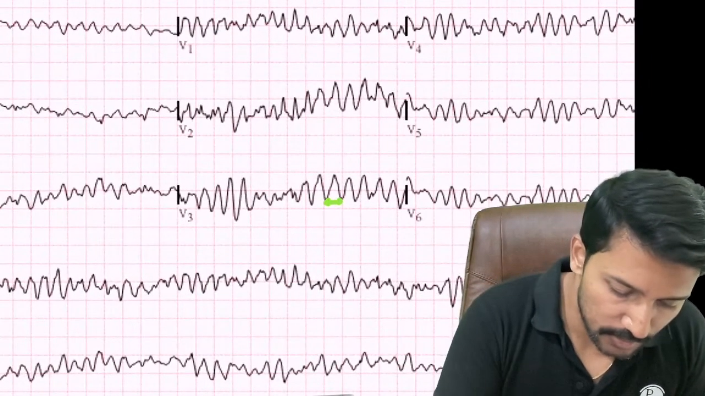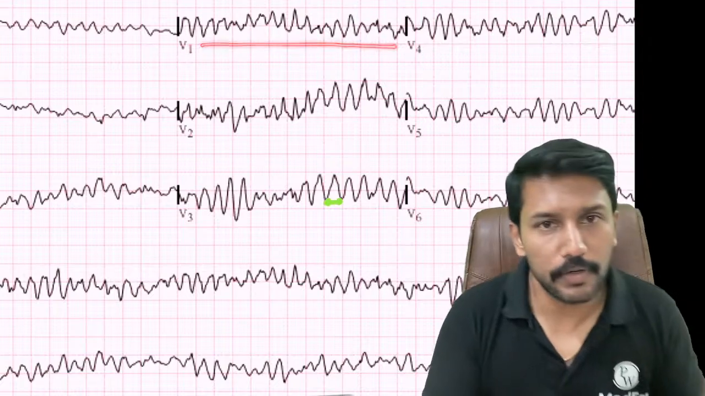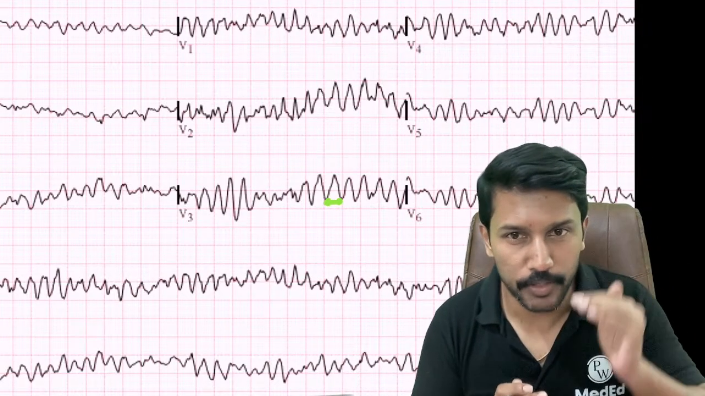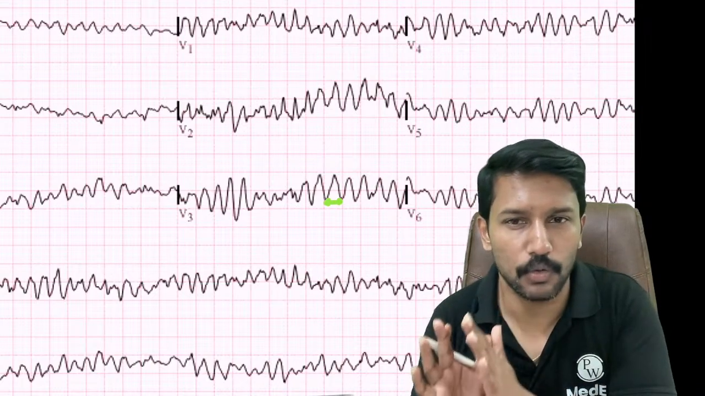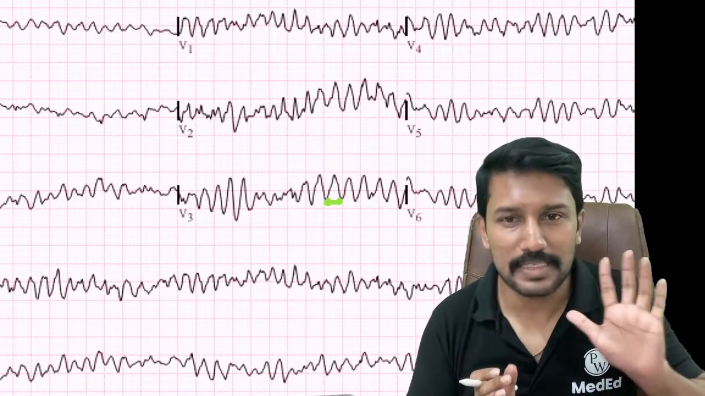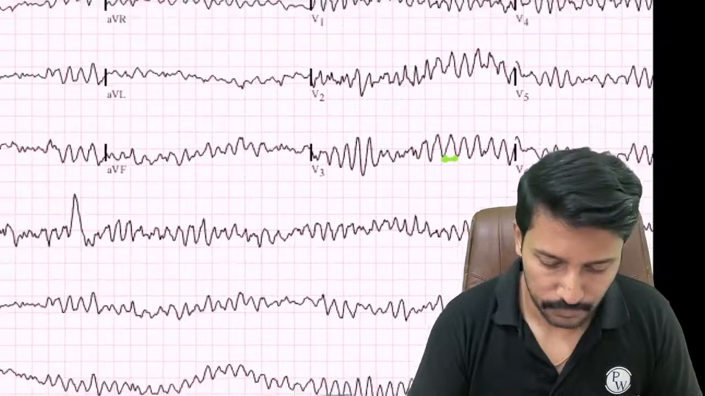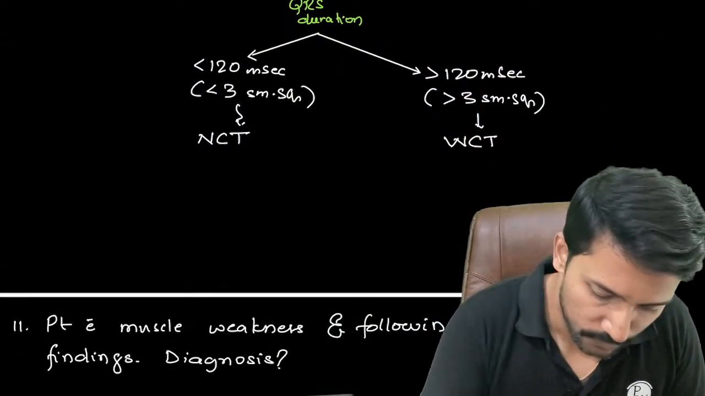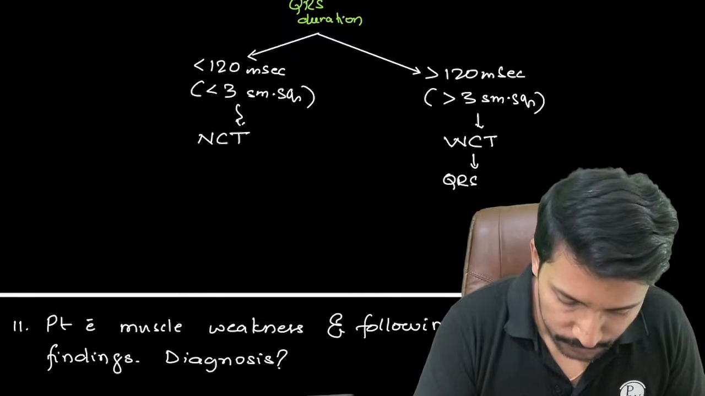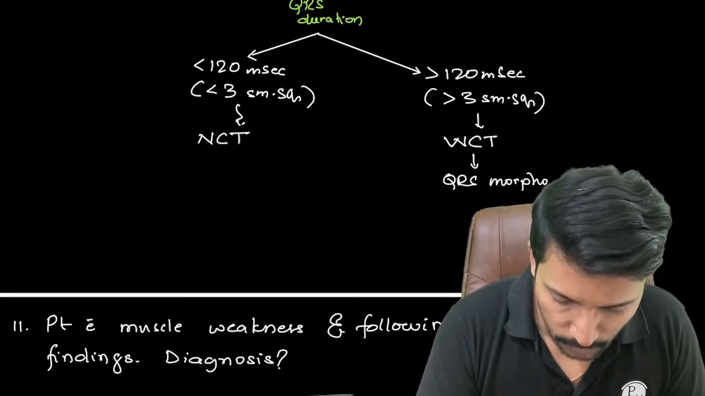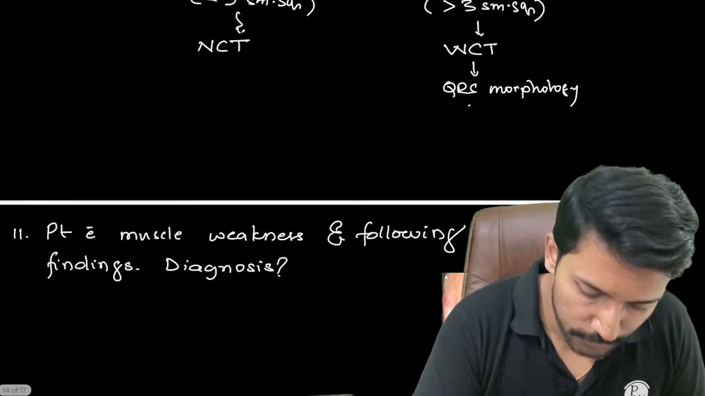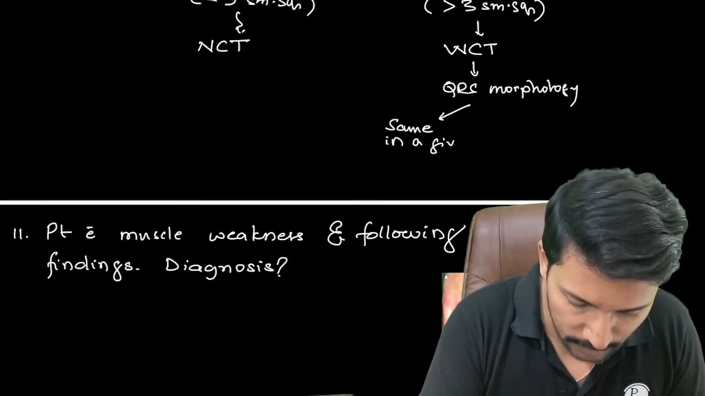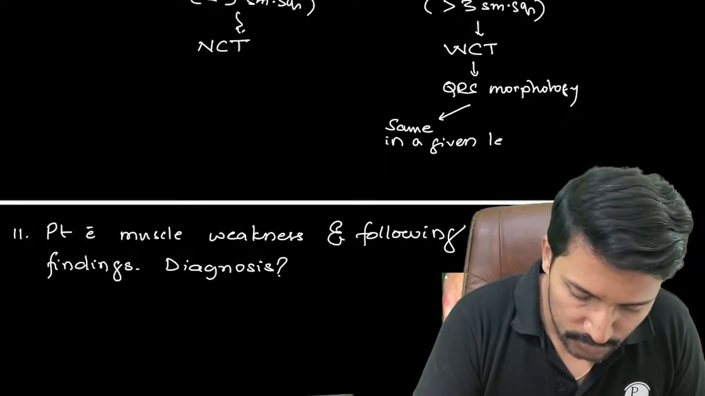So if I take, let me say, V1, right? In V1, do all the QRS complexes look the same or are they different? They are different, right? Amplitude is varying, morphologically they look different. If they look the same, the diagnosis is pretty simple. So you have to see the QRS morphology after this. If the QRS morphology is the same in a given lead, then our diagnosis is pretty simple.